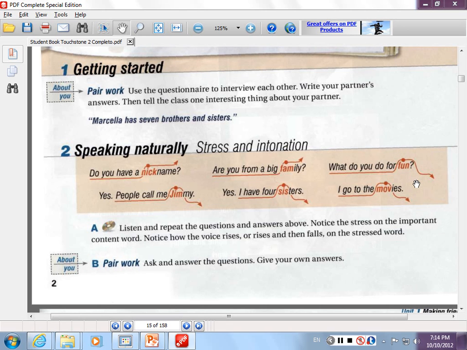So how to do that? Let me give you an example. What do you do to have fun? The next sentence, yes, people call me Jimmy. Yes, I have 4 sisters. I go to the movies. So, as you can see, my voice goes up then goes down. So, this is it. This is stress or intonation.